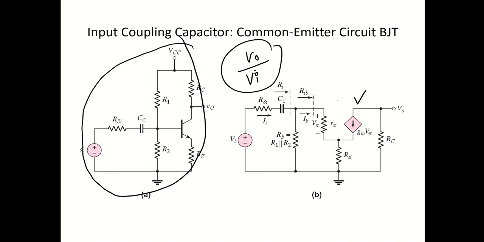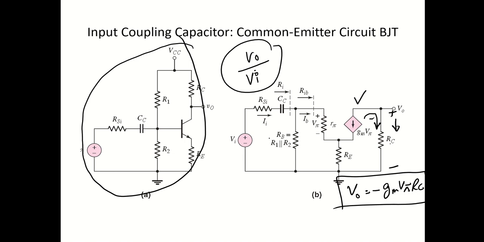For example, if we just write the output expression here, this current is flowing, so the negative of this will be flowing here. So the output is basically negative of Gm times V pi times Rc. That is my output expression. And if I want to write the input expression, the input voltage is coming here. So what is the input voltage here? We can easily write that.